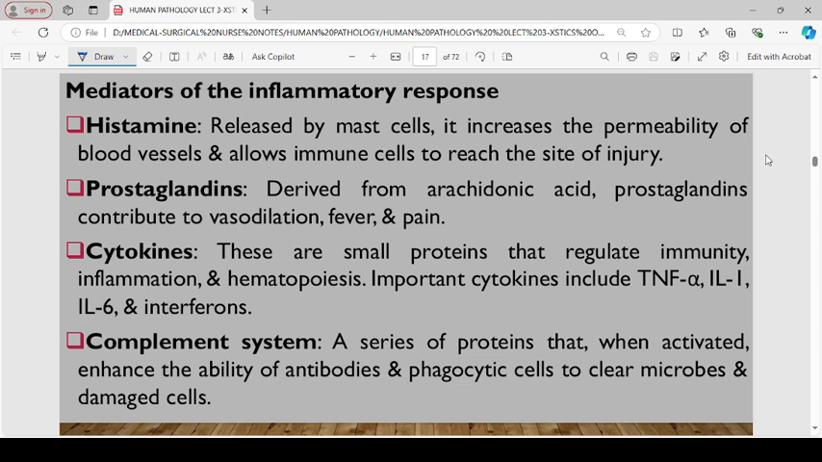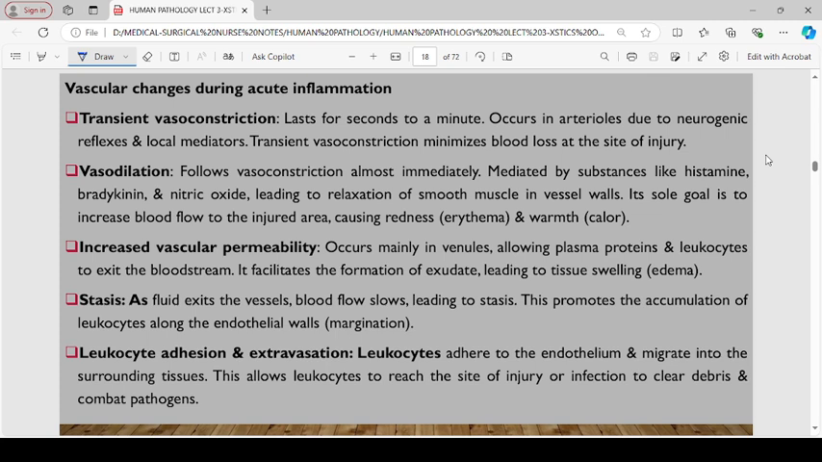All right. Okay. Vascular changes during acute inflammation are divided into several stages, where the first stage we have transient vasoconstriction, which normally lasts for seconds to a minute. It normally occurs in arterioles due to neurogenic reflexes and local mediators. So transient vasoconstriction normally minimizes blood loss at the site of injury.